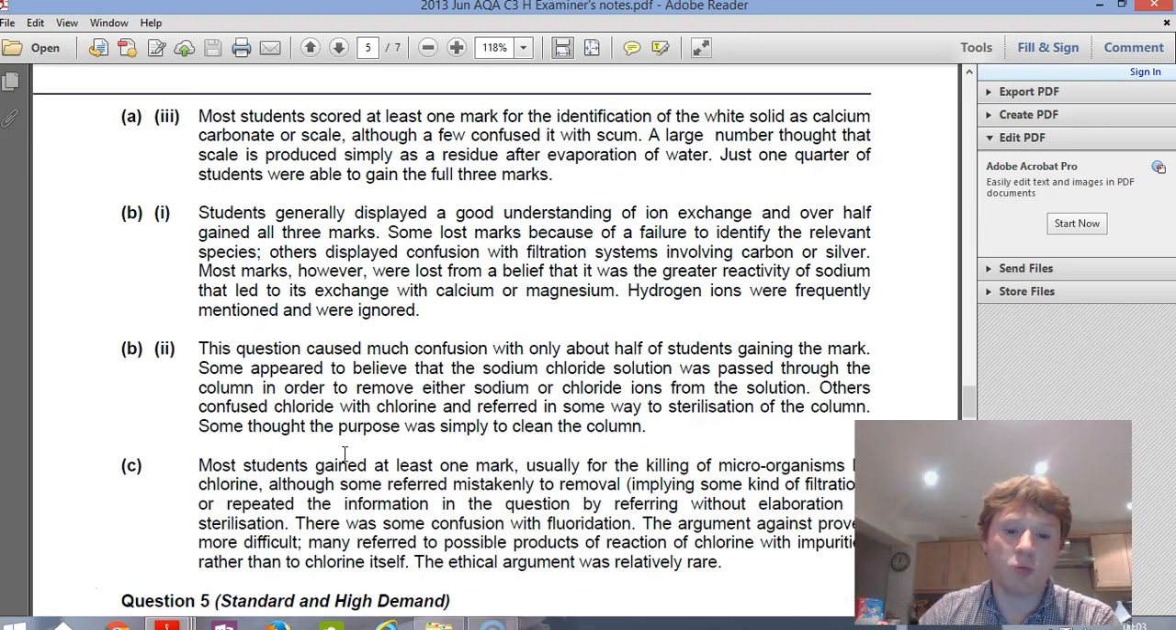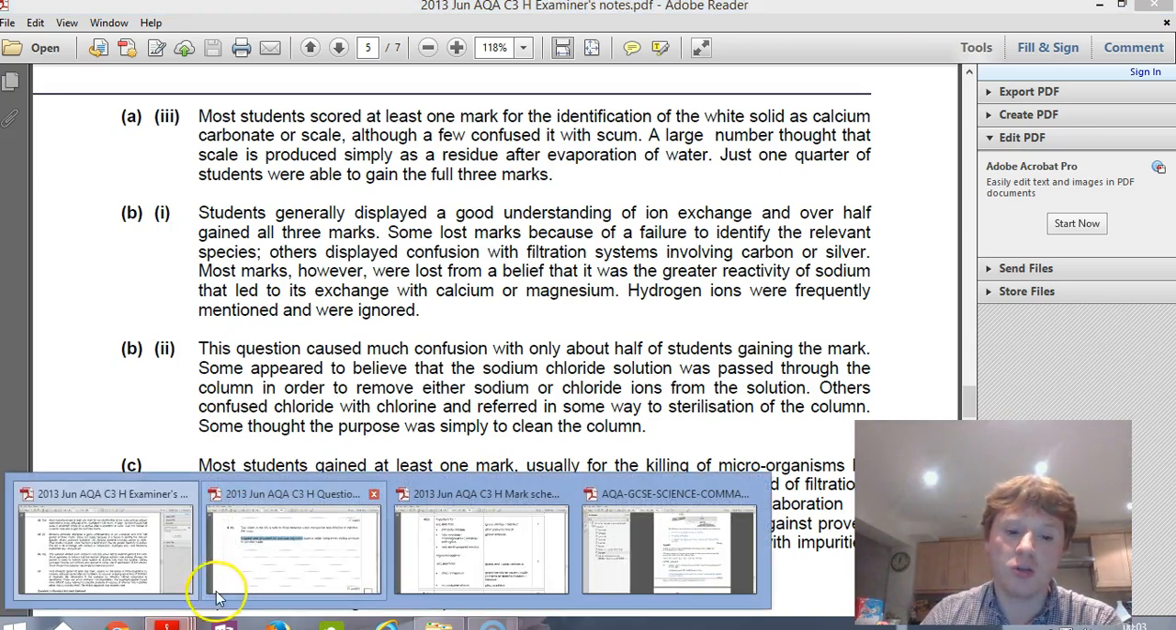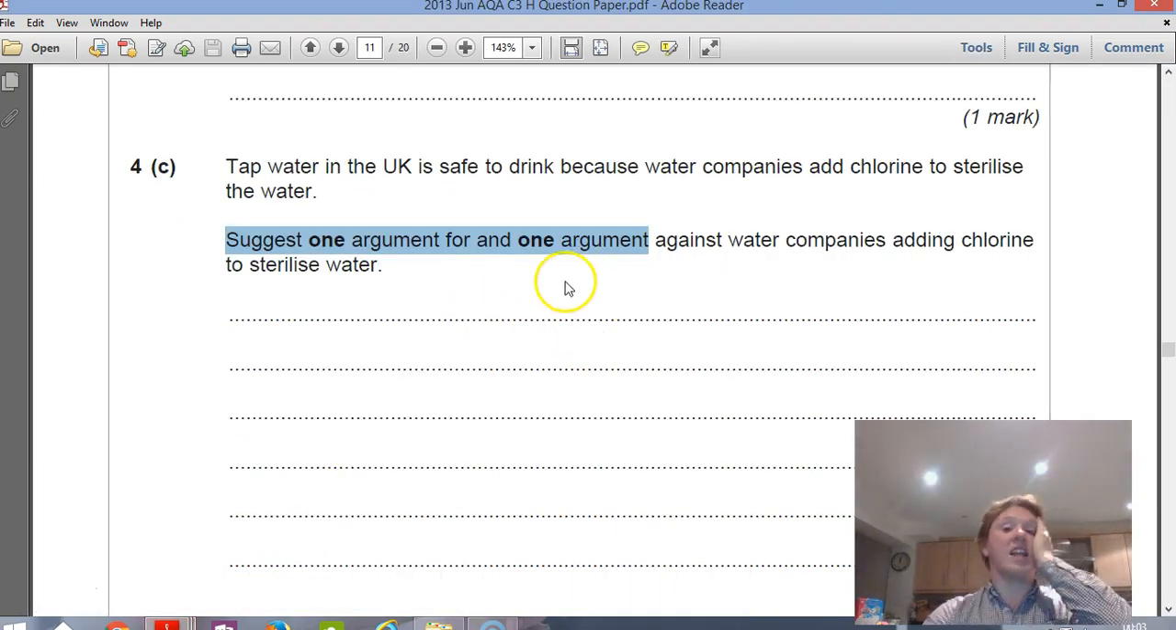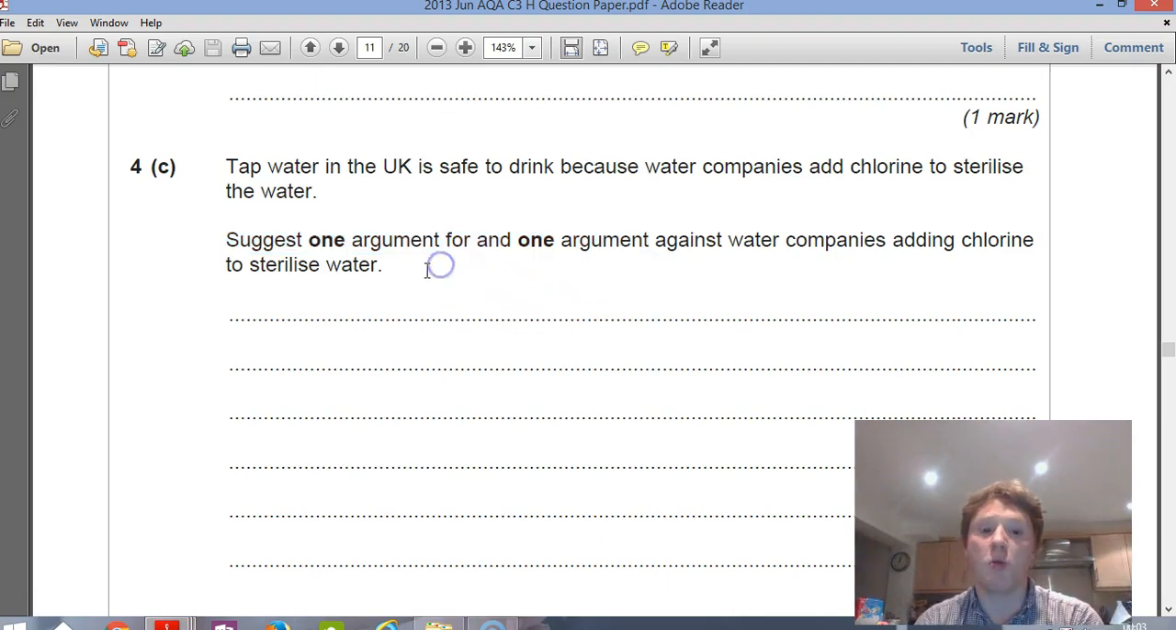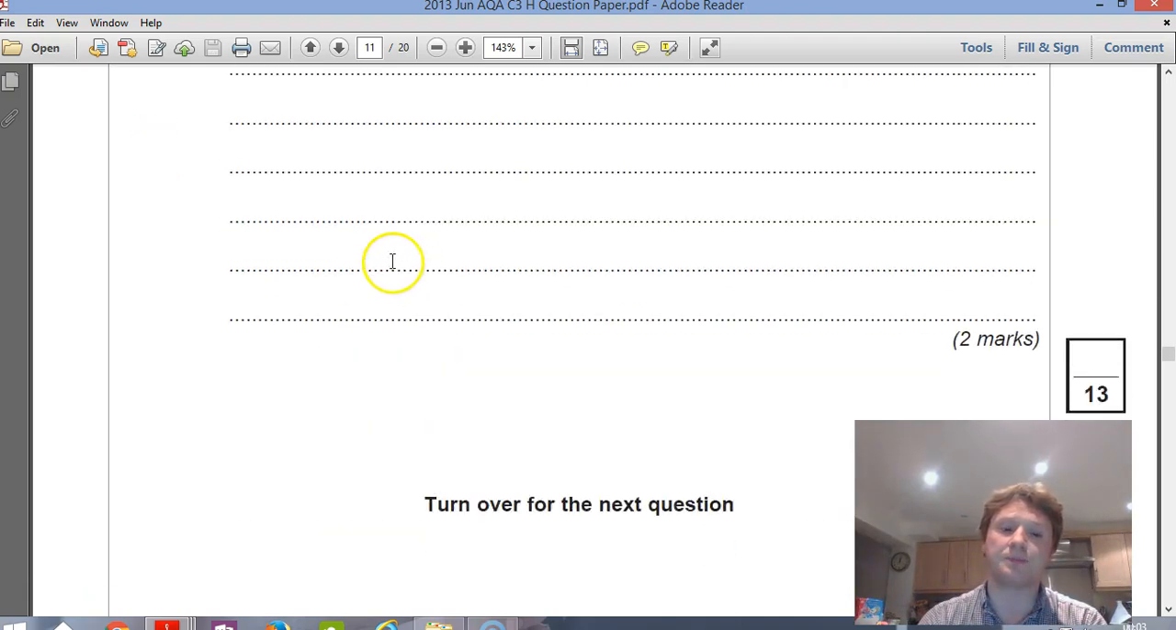Most students gain at least 1 mark, usually for killing microorganisms. There's some confusion with fluoridation, which is what people put in the water to help your teeth grow strong, but there's also arguments for and against that as well. Arguments against are more difficult. So I suggest you read up on your arguments against chlorination of water. I think most people know why chlorine is put in water and why before they learn it in school, but no one knows about the disadvantages.